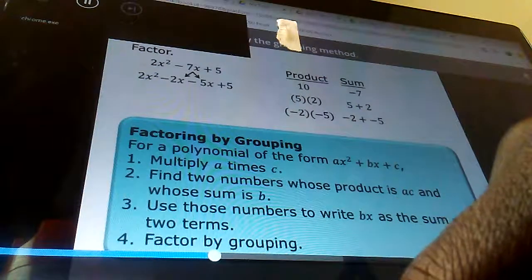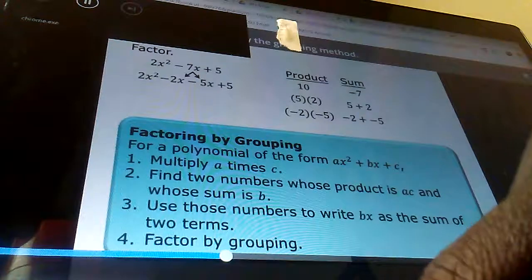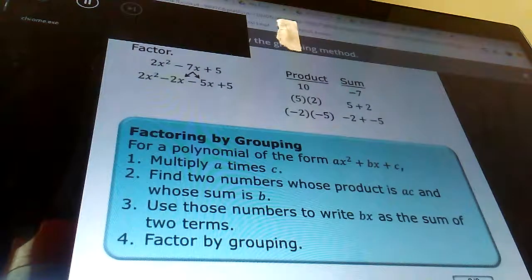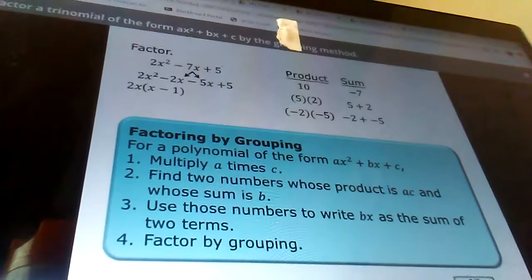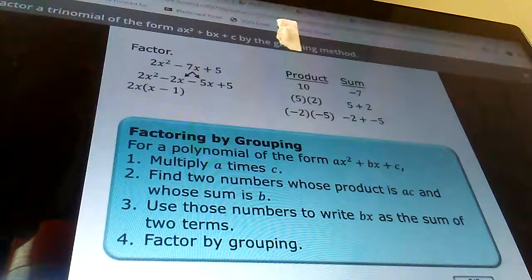Notice that the first two terms have the common factors 2 and x, and the last two terms have the common factor 5. Group the first two terms together, and the last two terms together. Factor each group. Factor the common factor 2x out of the first group to get 2x times x minus 1. So the factors in parentheses are identical. Factor the common factor negative 5 out of the second group to get minus 5 times x minus 1.